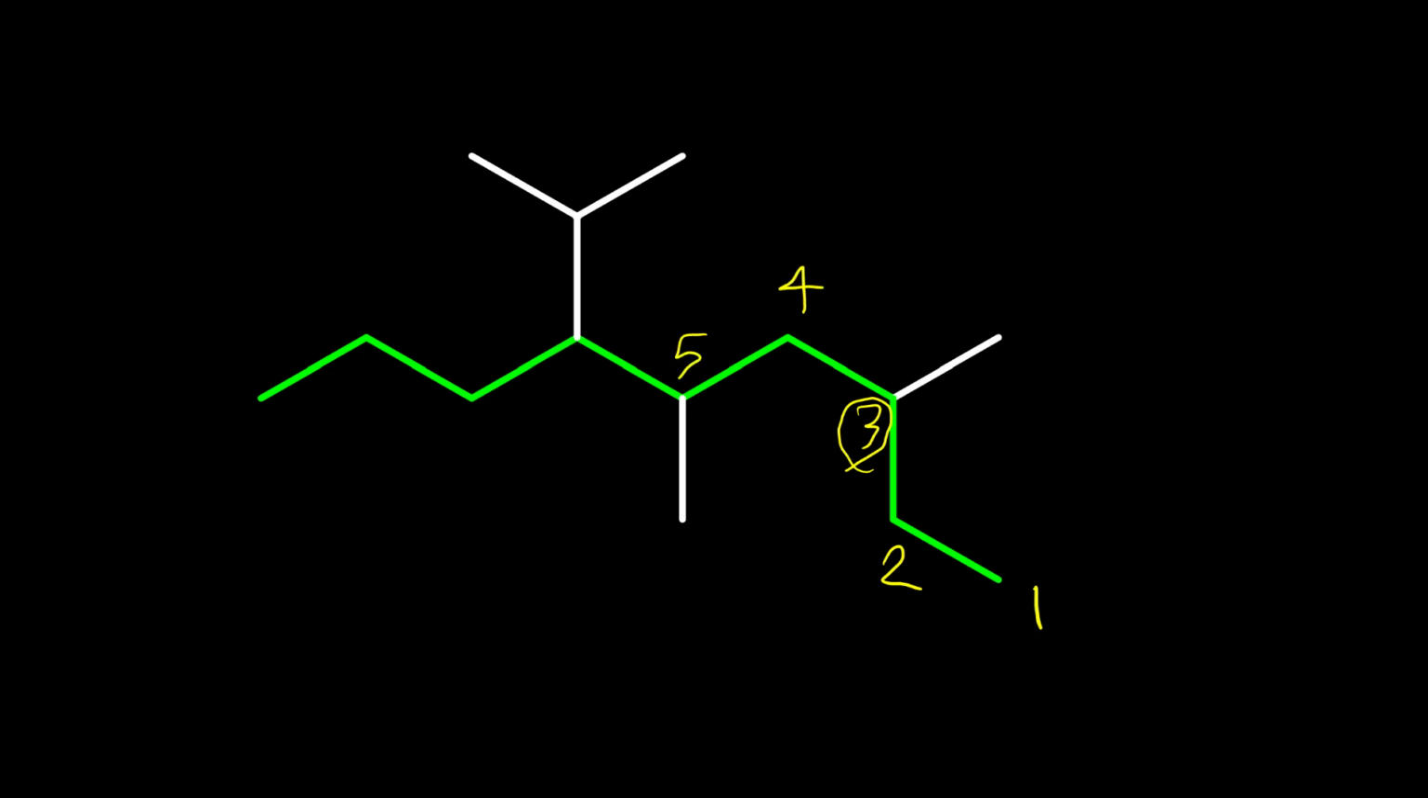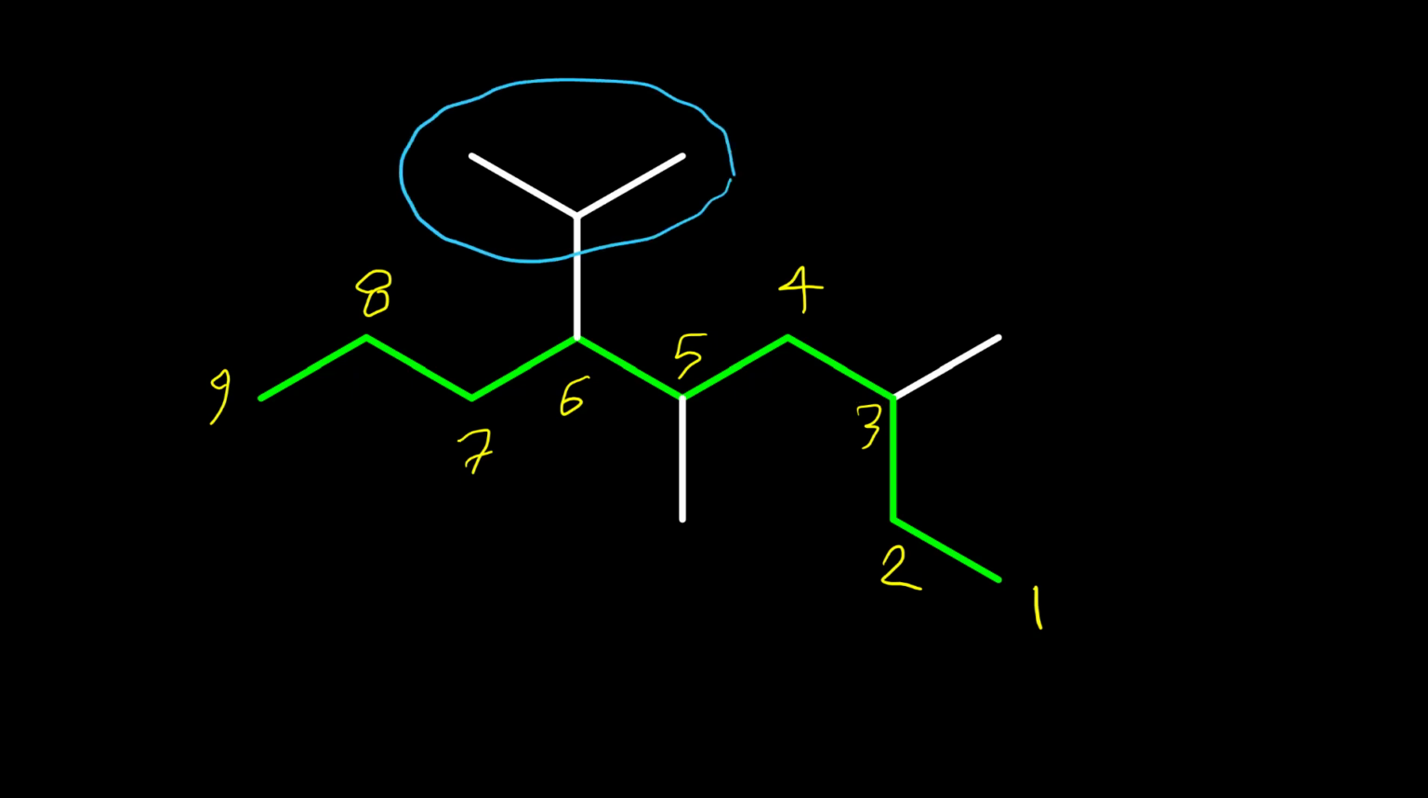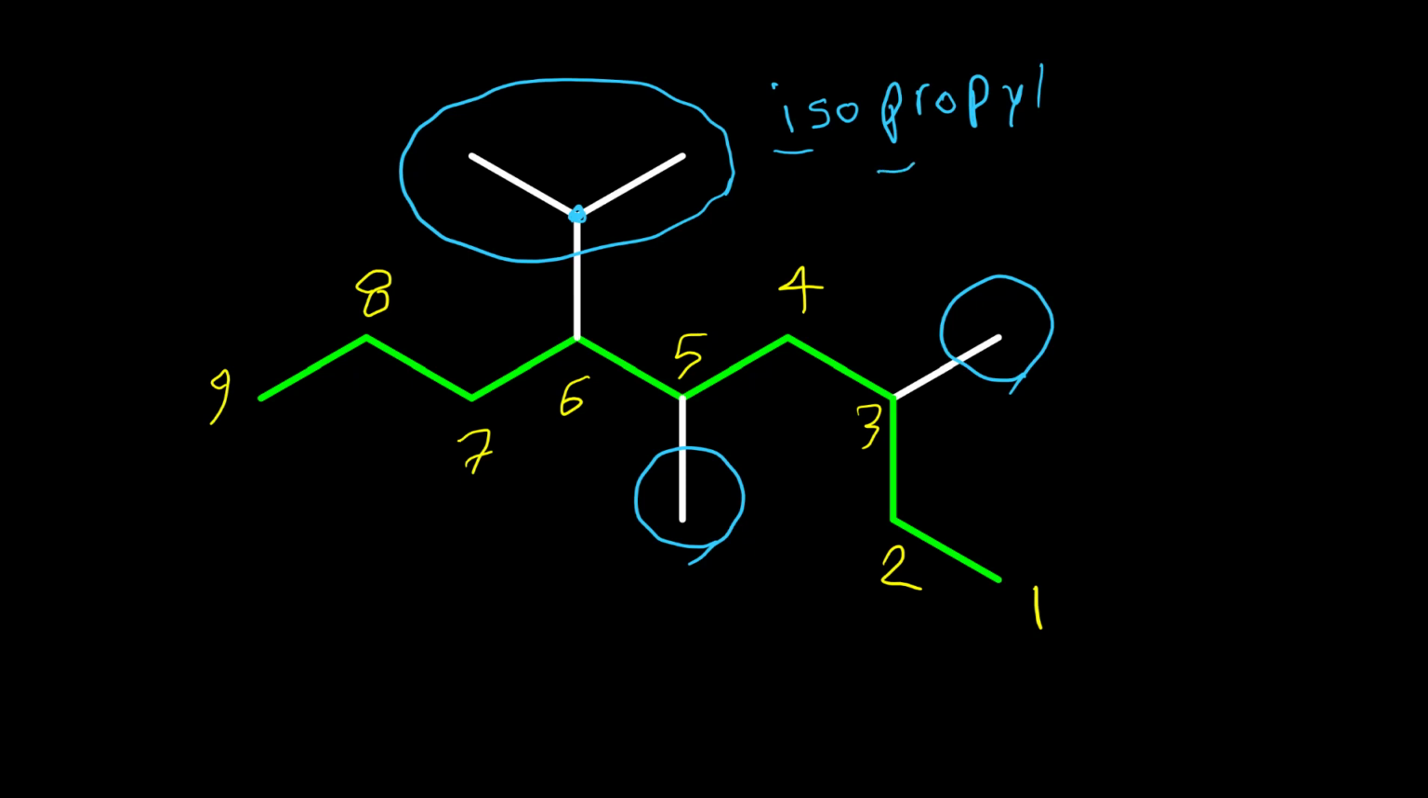4, 5, 6, 7, 8, and 9. So we have 9 carbon in our parent chain and we have 3 substituents. When we have 3 carbon and the attachment is from the middle one, the name of this group is isopropyl. And the name of these two groups, we already know it's methyl. In alphabetical order, we look at I for isopropyl, not the P. So between I and M for methyl group, our priority is isopropyl. So on carbon number 6, we have isopropyl group.